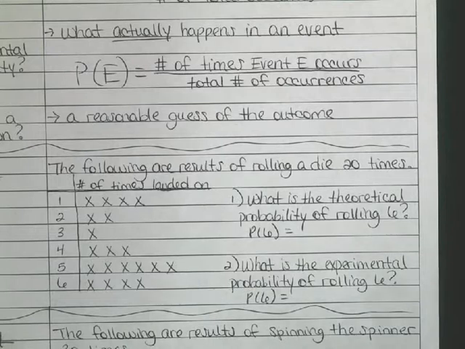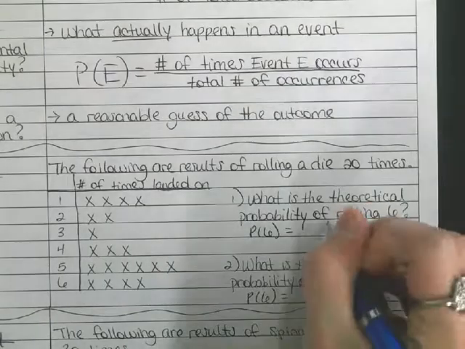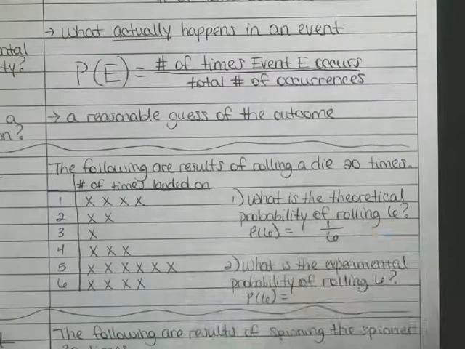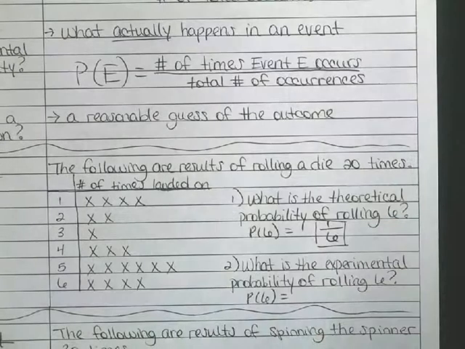Well, we know theoretical means what should happen, and this is what you've been doing for the past 2 weeks. So we have to think, okay, how many sides of a die contain the number 6? Well, that would just be one side. So that would be 1. And then how many total sides does a die have? Well, that would be 6. So the probability of rolling a 6, the theoretical probability, would just be 1 over 6.